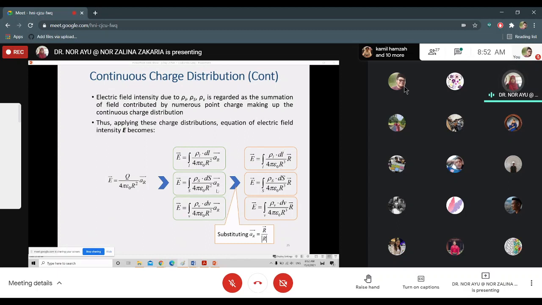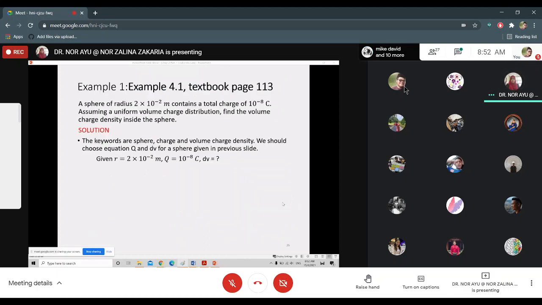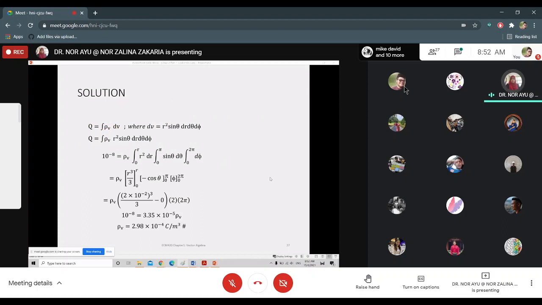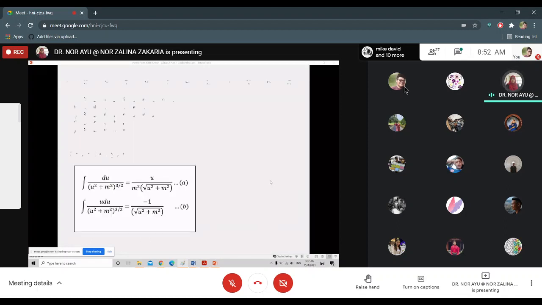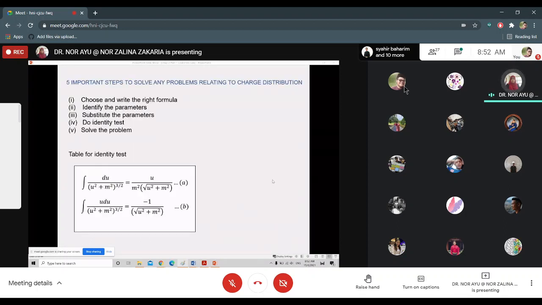This is just to change the value of this vector, the distance vector. So this is already done, so we just go through.